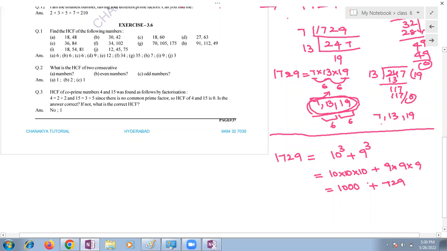Okay, ma'am. After arranging in ascending order, we took the factors and then we compared them. We took the consecutive factors, that means 13 and 7. The difference of 13 and 7 is 6. And the difference of 19 and 13.